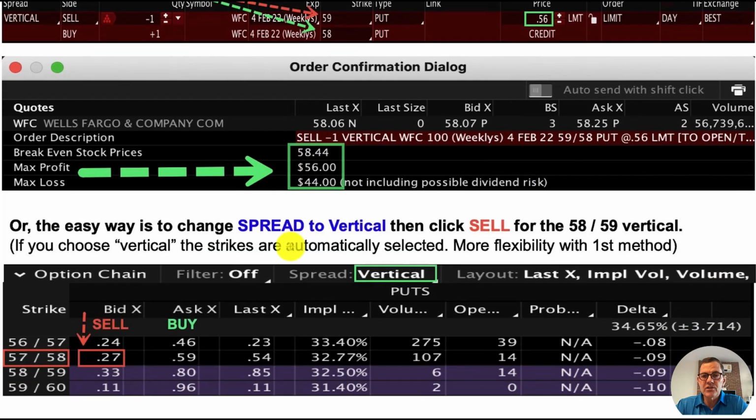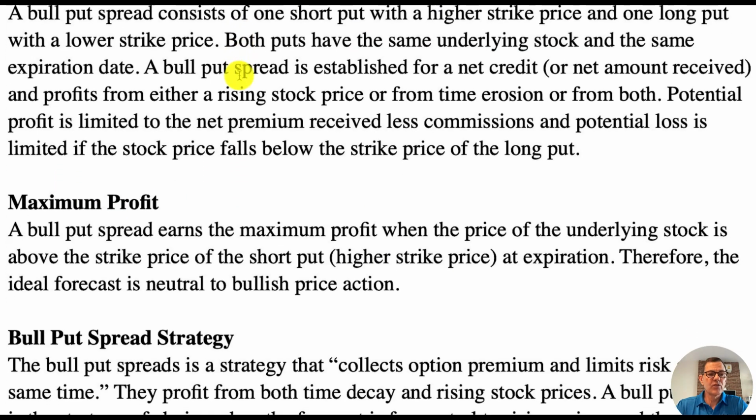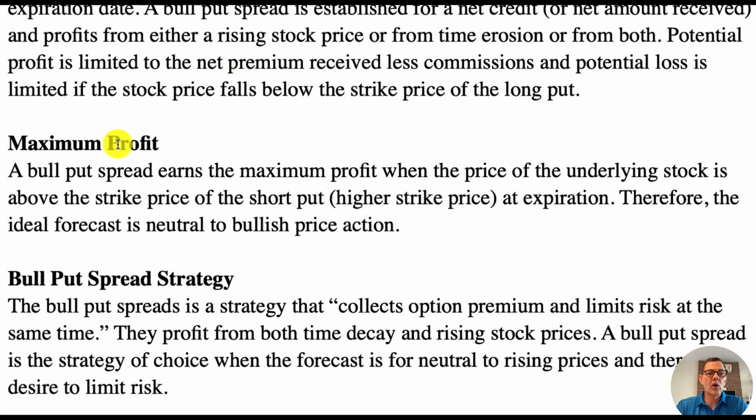Then if we come down here, we can look at the easy way, change that spread to vertical. I notice I've highlighted 57.58 when I really wanted to highlight 58 and 59. There's a lot going on, so I'll show you the right one over in Thinkorswim. Then we've got our bull put spread explanation, and we'll scroll down so you can pause the screen and read up on the maximum profit and the bull put spread strategy.